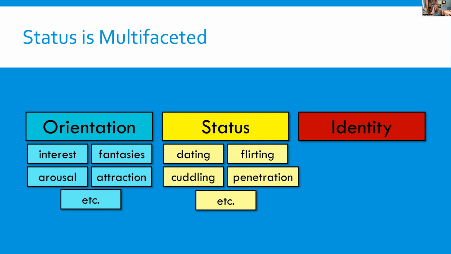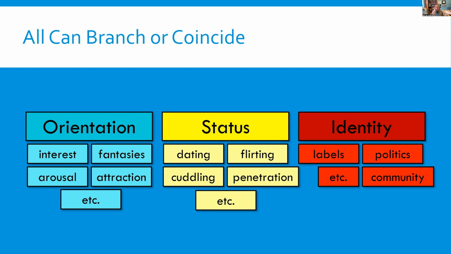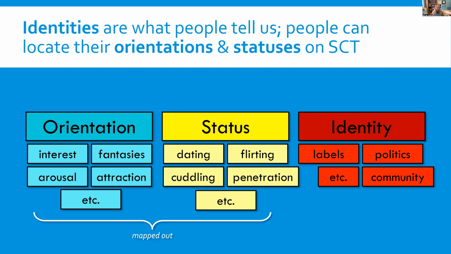And so while orientation and status can branch from each other, various aspects within each can branch. And identity might include things like labels, politics, and community. And all of these can branch and coincide across them or within, or both. And identities are what people tell us. People can locate their orientations and statuses on SCT. So SCT gives us space for people to literally mark down, which I'll show you in a little bit.